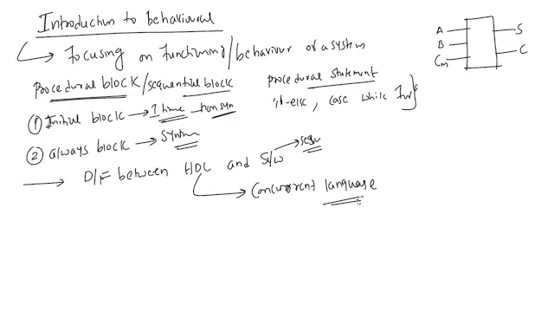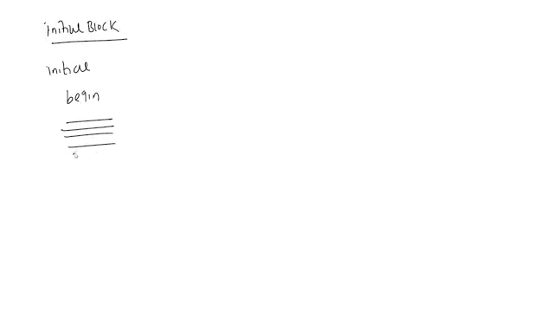Okay, first we'll see the initial block. What is this initial block? Suppose I am writing initial. If you are writing multiple statements, you need to write between the begin and end block. You need to remember that. If you are not using begin and end, the compiler will throw an error. Multiple lines need to be written between begin and end.